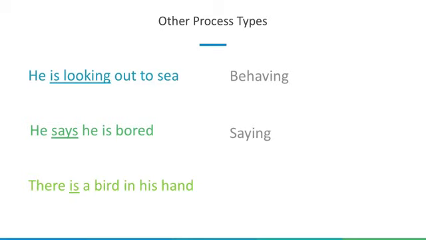In the third sentence, there is a bird in his hand. The verb is tells us that a bird exists. It's not relating the bird with a quality or an identity. It's just saying that there exists a bird. So we call this kind of process an existential process. It's a process of existing.